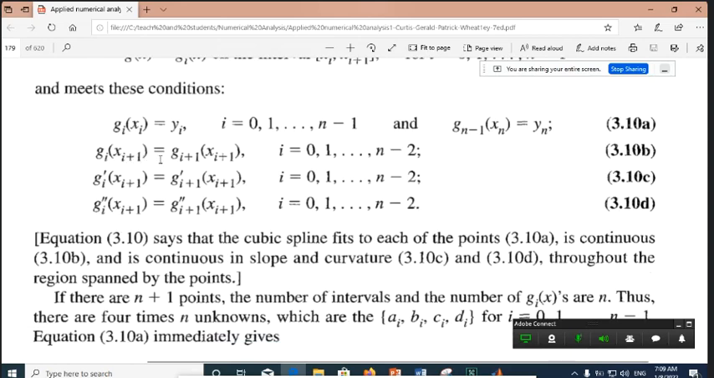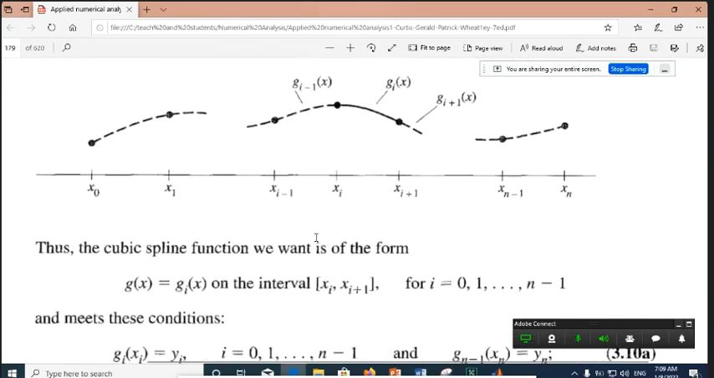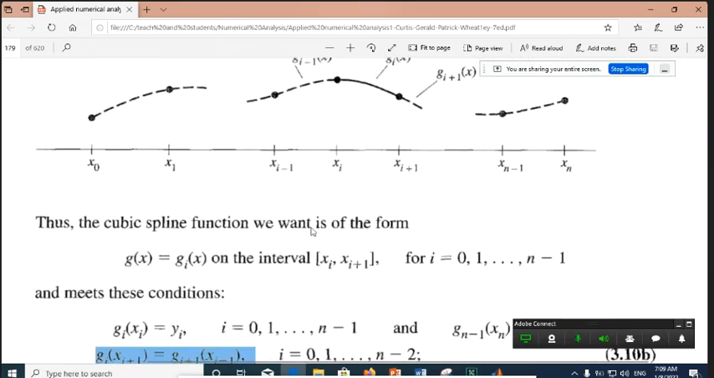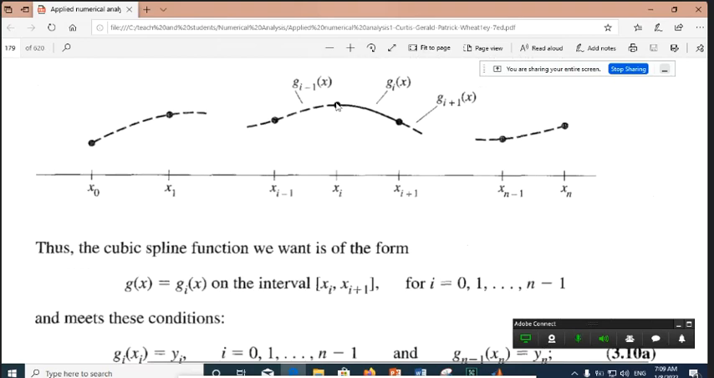g_i(x_{i+1}) = g_{i+1}(x_{i+1}) for this point. We have this condition for continuity. This condition ensures the continuous spline or function at the join points.